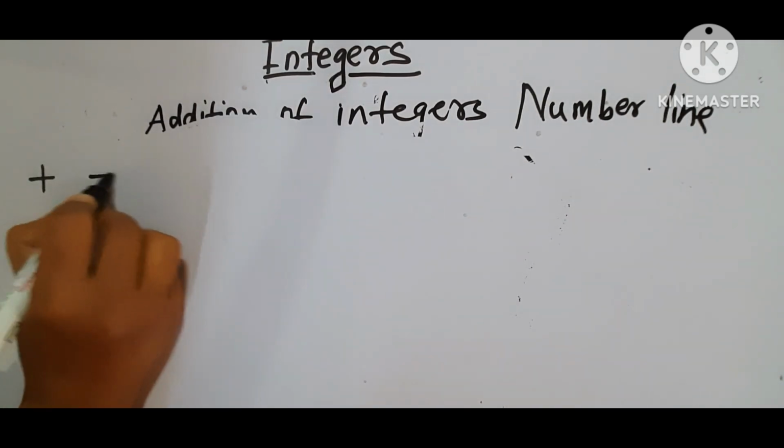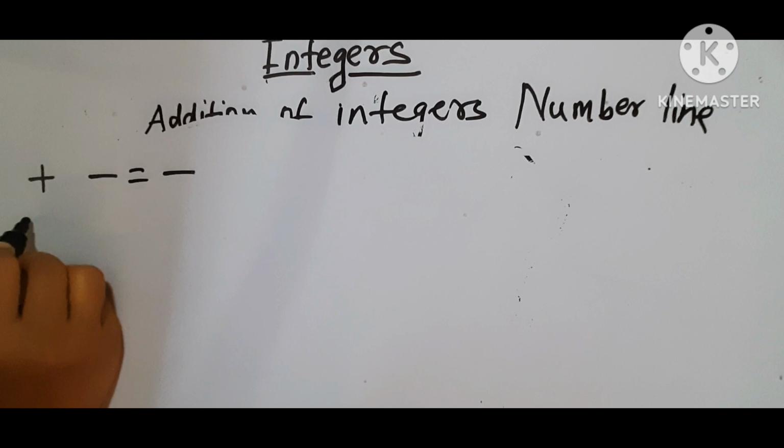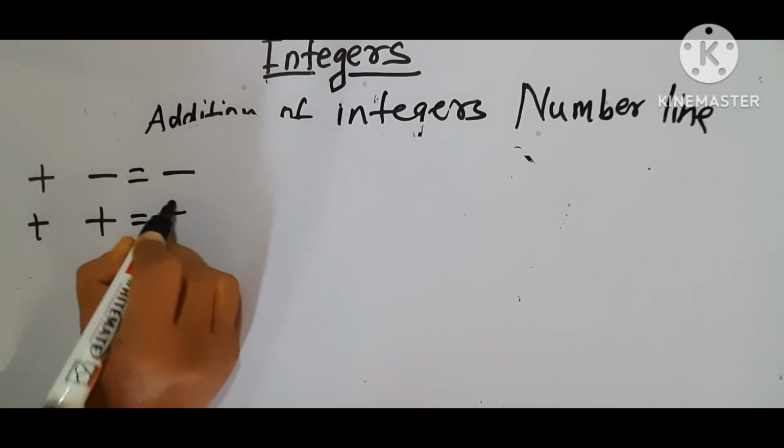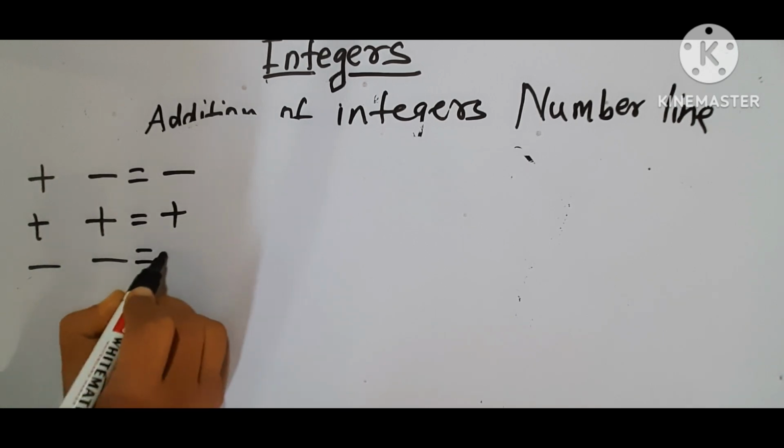So if it is opposite signs, the answer takes the sign of the bigger number. I mean, we do subtraction. If it is the same sign, we do addition. Okay.